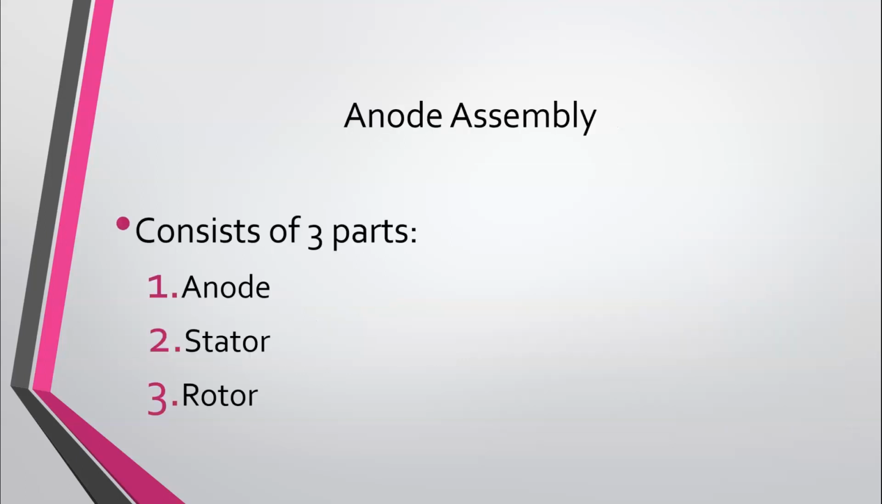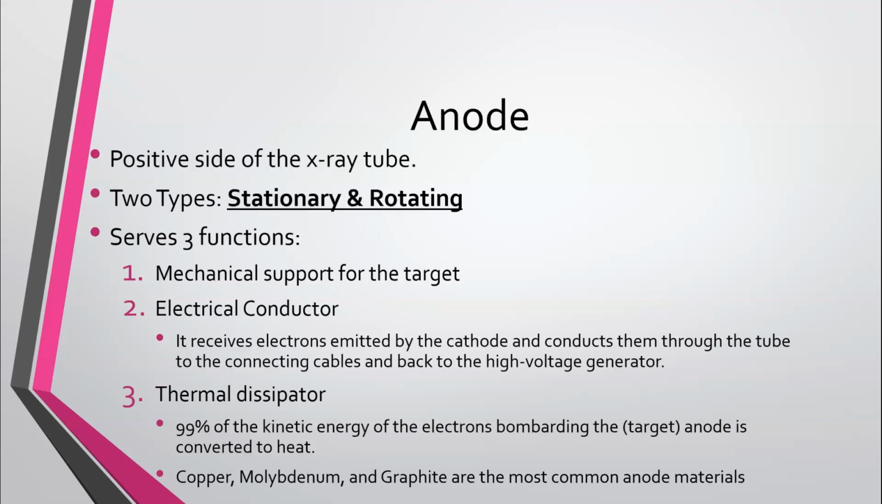So let's talk about the anode. There are 3 parts: the anode, stator, and rotor. It's the positive side of the X-ray tube. There are 2 types of anodes: stationary and rotating. It serves 3 functions. It has mechanical support for the target. It is an electrical conductor, which means it receives electrons emitted by the cathode and conducts them through the tube to the connecting cables and back to the high voltage generator. Okay, so it's considered an electrical conductor.